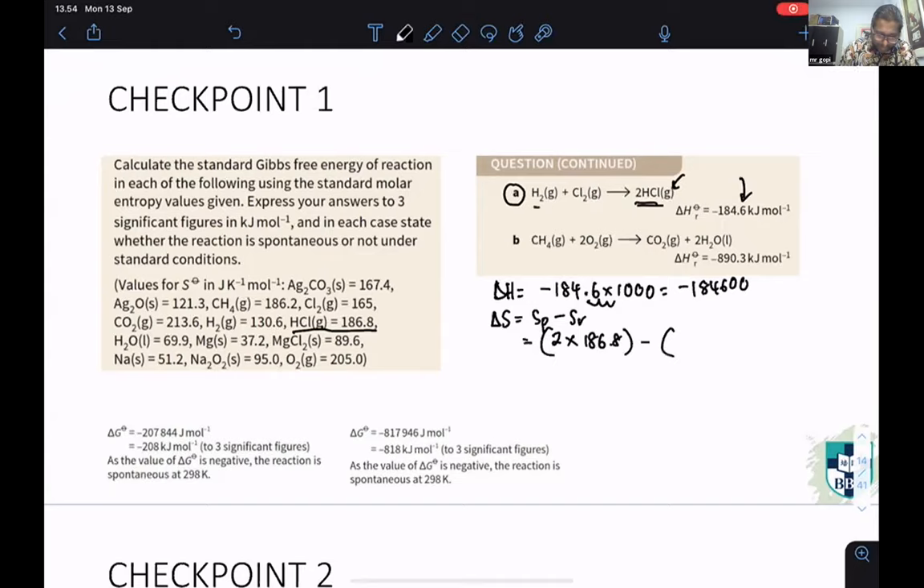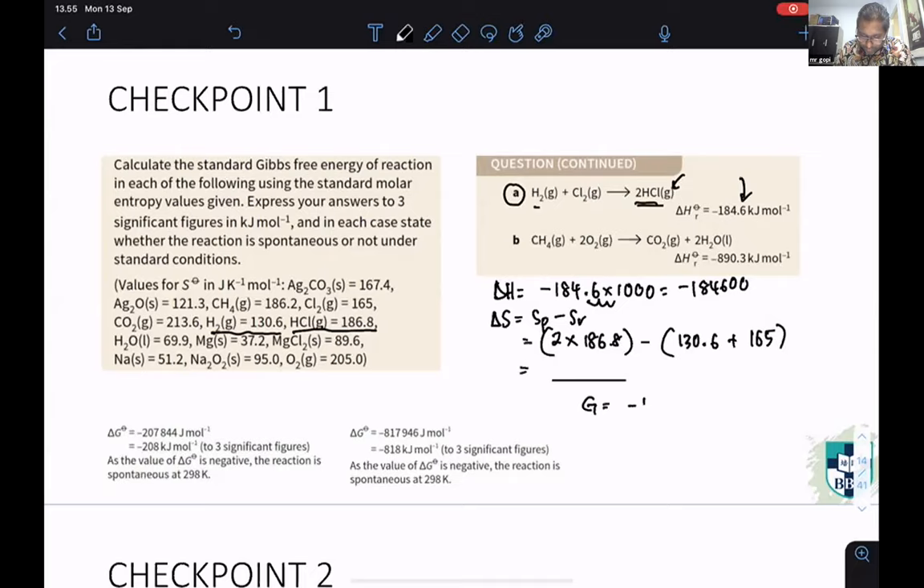And then you minus the reactants. The reactants is hydrogen, so I check for hydrogen. Hydrogen is 130.6. No need to times anything. So plus Cl2, Cl2 gas 165. You do this and you will get a value. You can calculate, I'm not going to show you. Once you calculate, you just apply that formula.